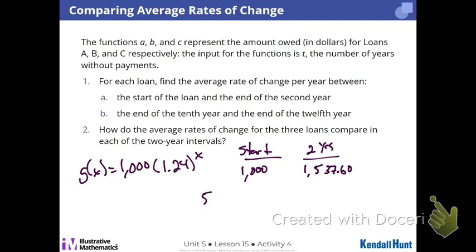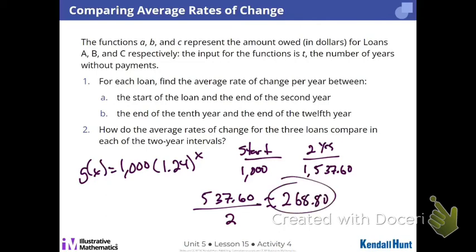To find the rate of change, I'm going to subtract these, right? So it changed by 537.60 over how many years? Over 2 years. So 537.60 divided by 2 is 268.80. I'm going to circle that. So that's how much is changing per year for the first 2 years. It went up 537.60 over 2 years, which would be this much per year. Okay? So the next thing I need to compare is year 10 and 12.